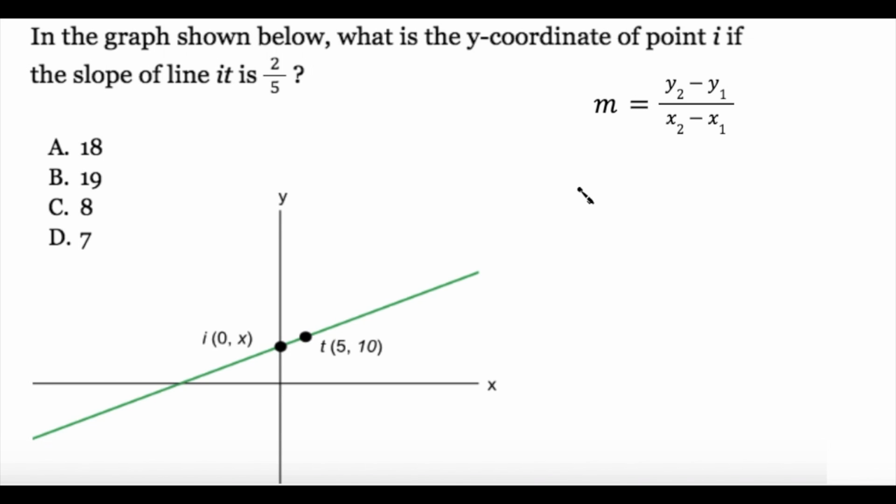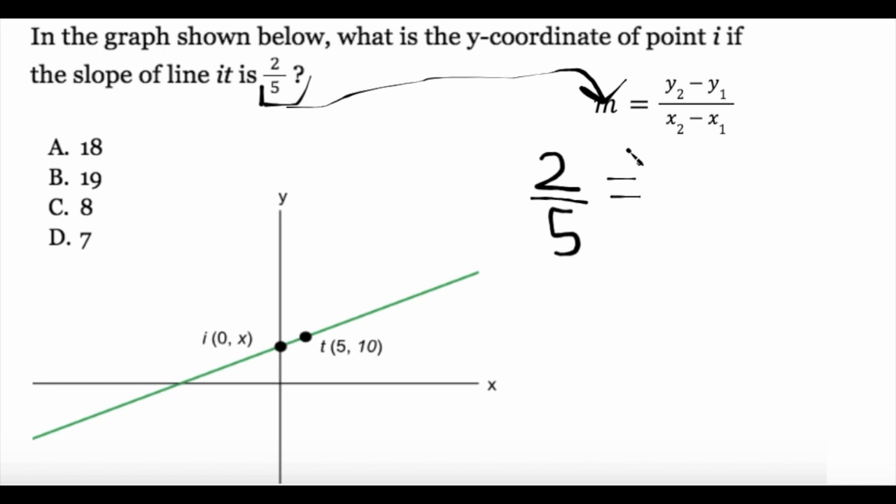So the first thing that I'm going to do here is rely heavily on the slope formula. Since we know that the slope of line IT is 2 over 5, I'm going to rewrite this, but instead of putting an m here, I'm going to replace it with 2 over 5. Whenever you see a slope formula like this, note that this m symbol always means slope.